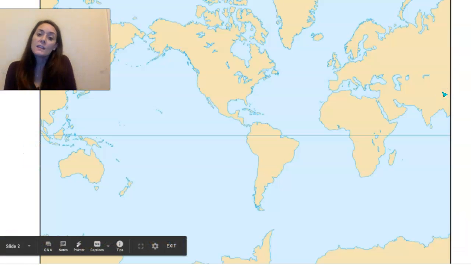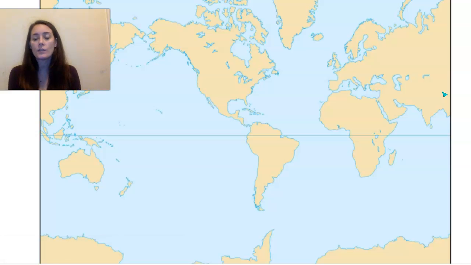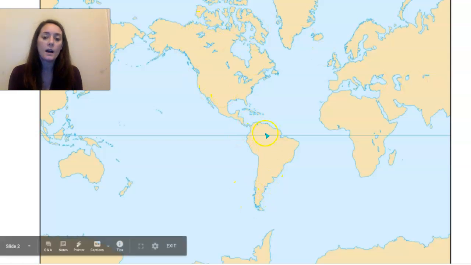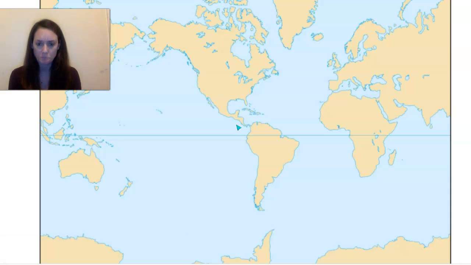So this is the Earth. This is the Earth kind of as we know it. I have North America and South America put in the center of our map kind of for a reason. And when we're talking about the age of exploration, other than the Americas, we're mostly talking about two different continents.